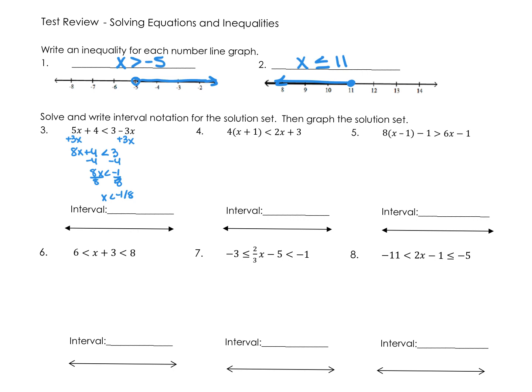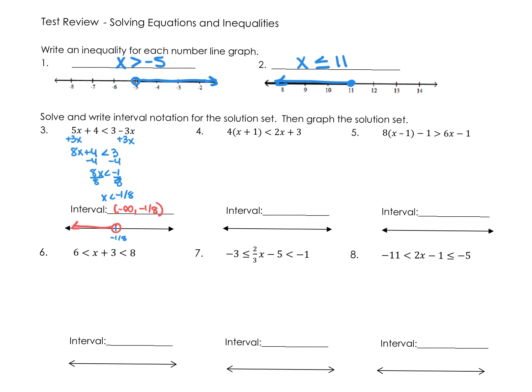If you want to use a decimal as well, that's fine. So on a graph, I'll put -1/8. We're talking about everything less than -1/8, so we're talking about an open circle at -1/8 and an arrow pointing to the left. In interval notation, this will be -infinity to -1/8 with an open parenthesis because it's an open circle.